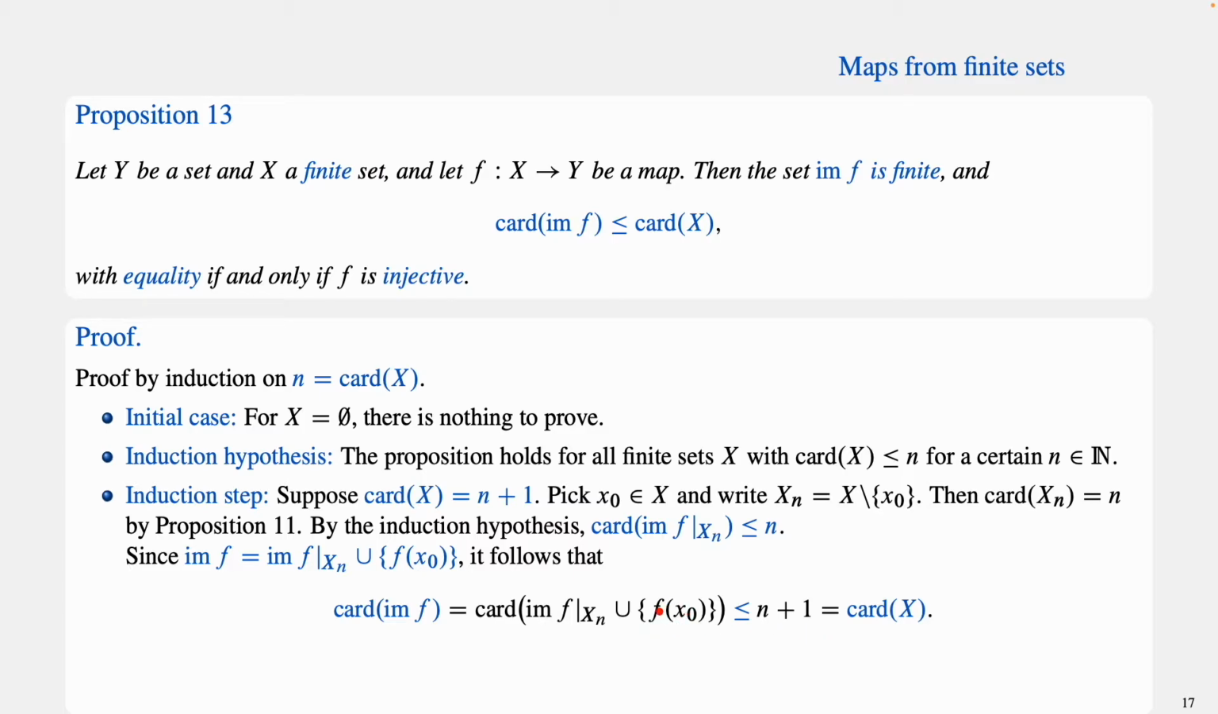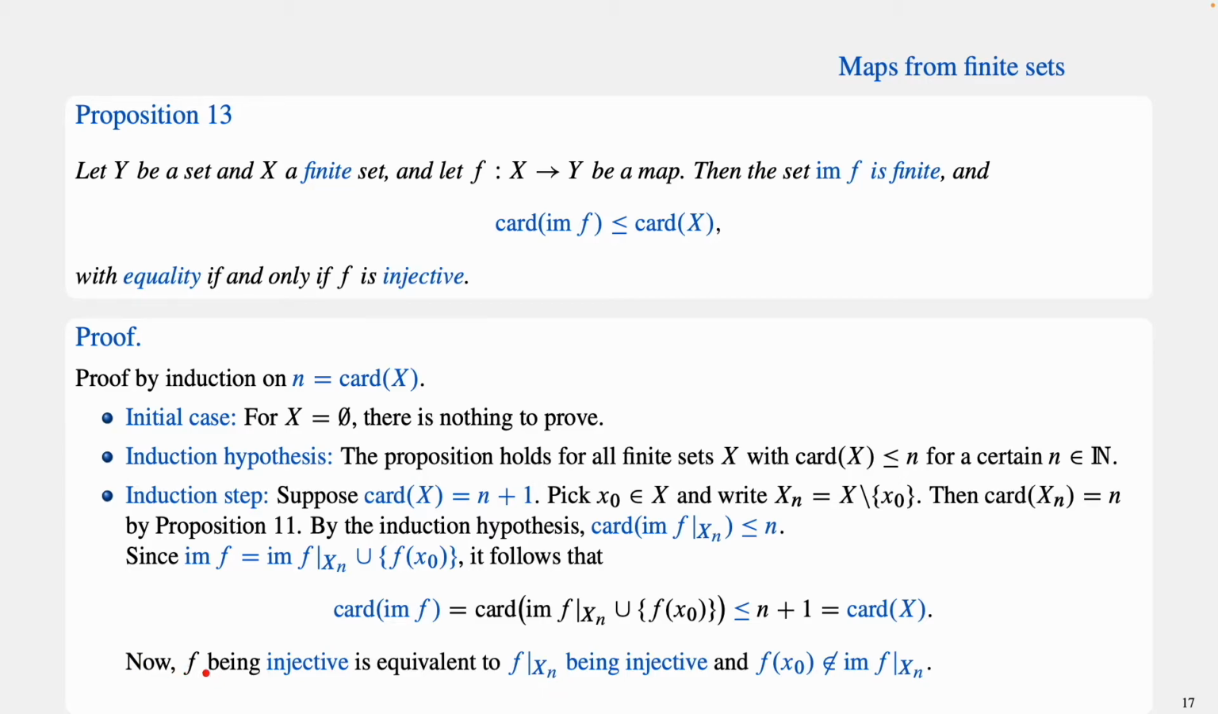possibilities. Either f of x0 is already contained in the image of f restricted to xn, then it would have less or equal n elements, or f of x0 is not contained there, then it's a disjoint union, and then we have one plus the cardinality of this, which is less or equal to n, so the whole thing is less or equal to n plus 1. But this is the cardinality of x. And this proves our inequality here.